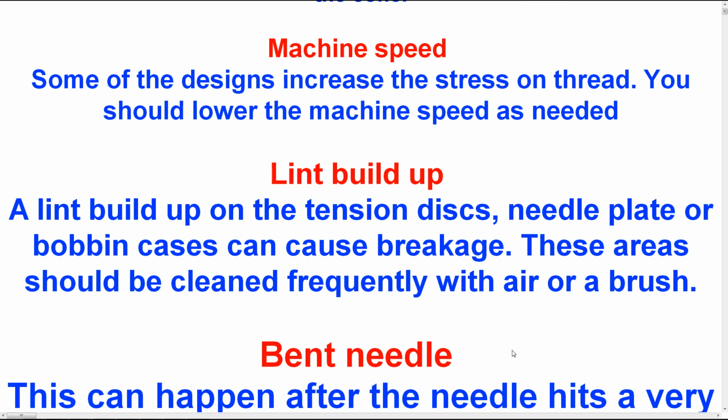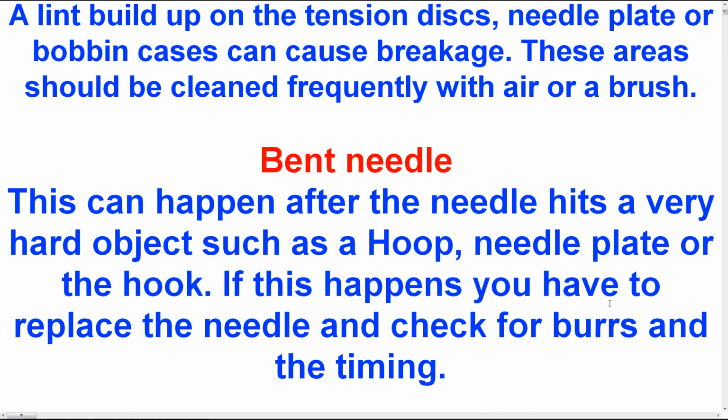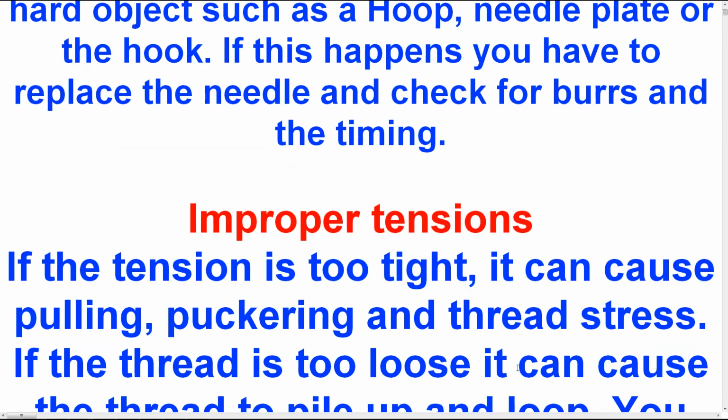Lint buildup. A lint buildup on the tension discs, needle plate, or bobbin cases can cause breakage. These areas should be cleaned frequently with air or a brush. Bent needle. This can happen after the needle hits a very hard object, such as a hoop, needle plate, or the hook. If this happens, you have to replace the needle and check for burrs and the timing.